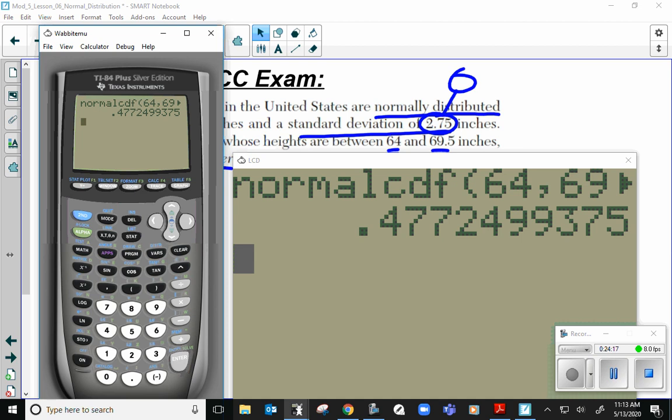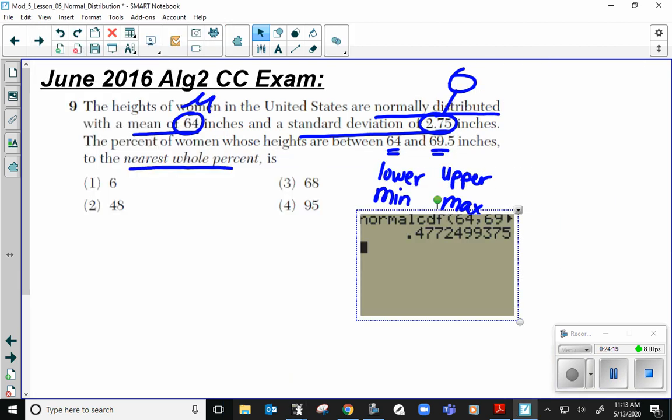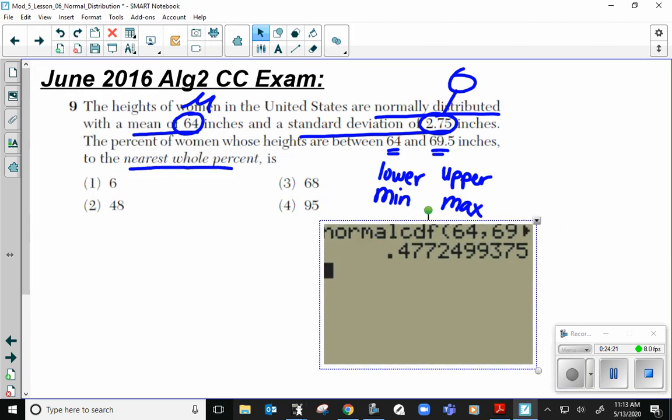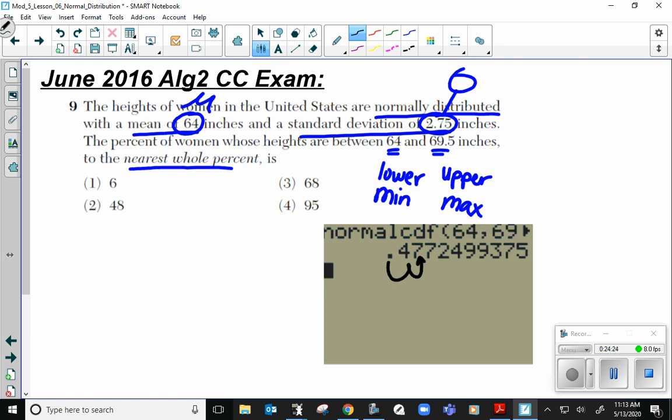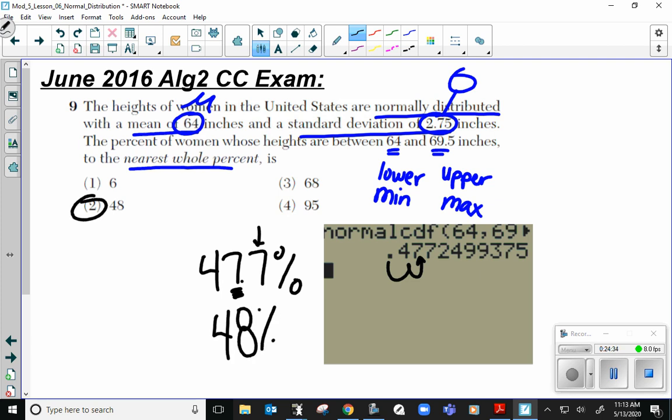And I say that is roughly, okay, now they want that to a percent, to the nearest whole percent. I slide my decimal over twice. I get 47.7%. If I round that to the nearest whole number, this is 5 or bigger, that's 48%. And number 2.